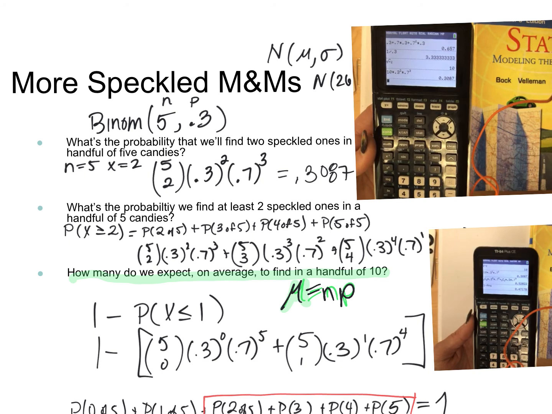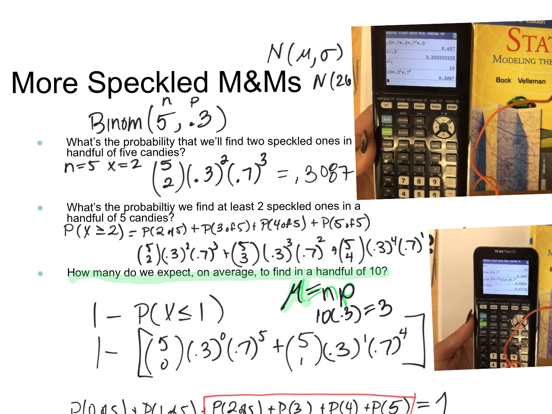Okay, this should make sense. If 30% are speckled and I have 10, how many should I expect? 3, right? 10 times 0.3. Okay. I'm only highlighting that because it's in the midst of all of the other work that I put down there.